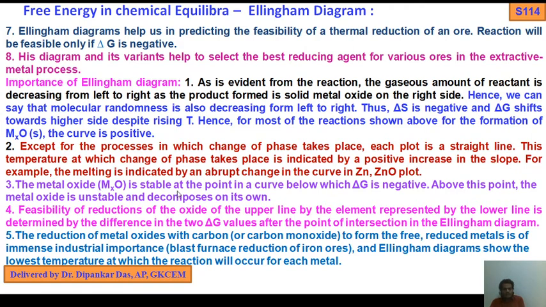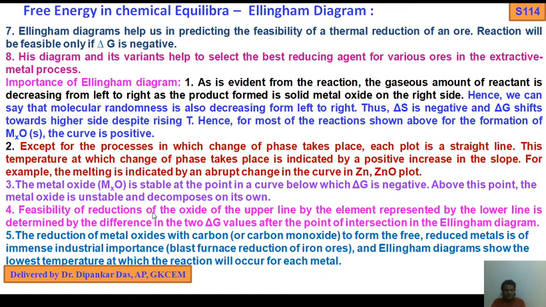The metal oxide is stable at points on a curve below which del G is negative. Above this point, the metal oxide is unstable and decomposes on its own. Again, this is very important.